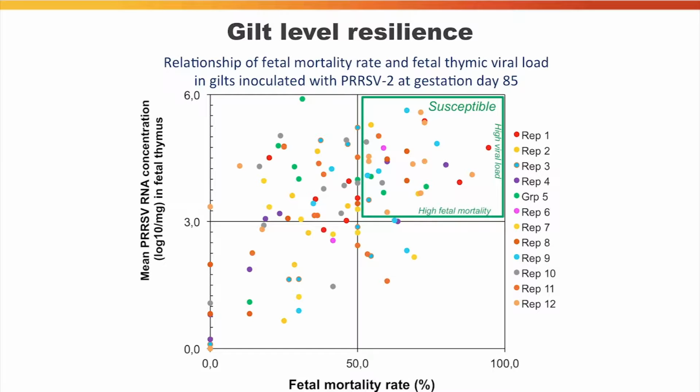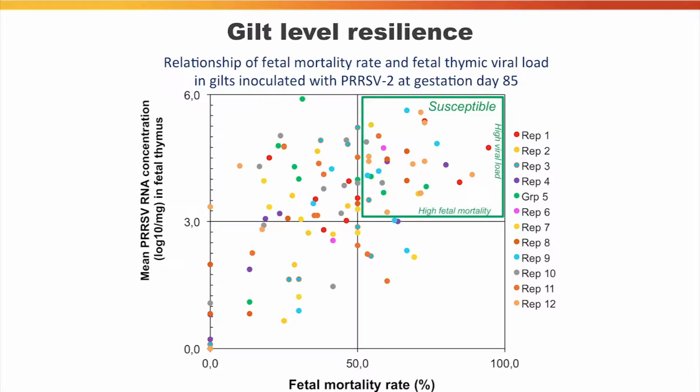And in this particular plot, what you're looking at is a 2x2 chart. On the horizontal axis, we have fetal mortality rate, and on the vertical axis, I'm showing levels of virus in fetal thymus. Obviously, for a fetus to die, it needs to be infected, and the higher the levels of virus in the infected fetuses, the more likelihood they have of dying. What's very interesting is the range of variation you see in both mortality rate and fetal thymus viral load.